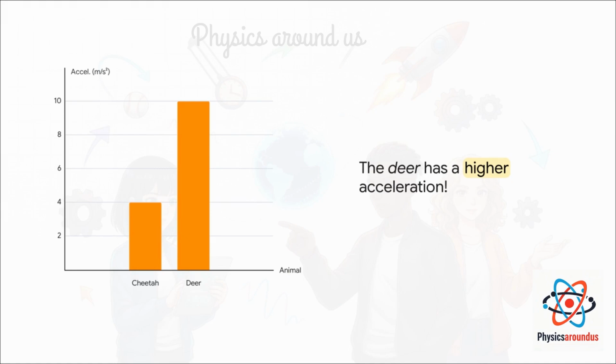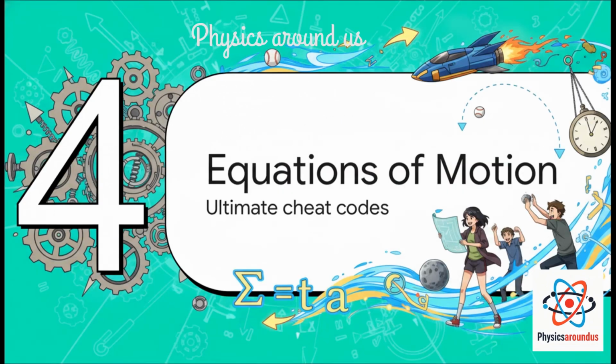Just look at the difference between a cheetah and a deer here. Acceleration measures how quickly velocity changes. If a cheetah accelerates at 4 meters per second squared, it's gaining 4 meters per second of speed every single second. But a deer accelerating at 10 meters per second squared, that deer is gaining a massive 10 meters per second of speed every single second. It is increasing its speed way faster than the cheetah. Pretty wild, right?